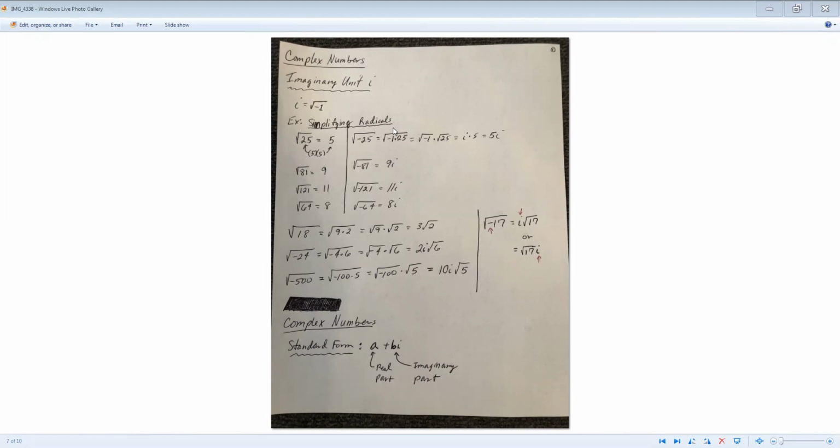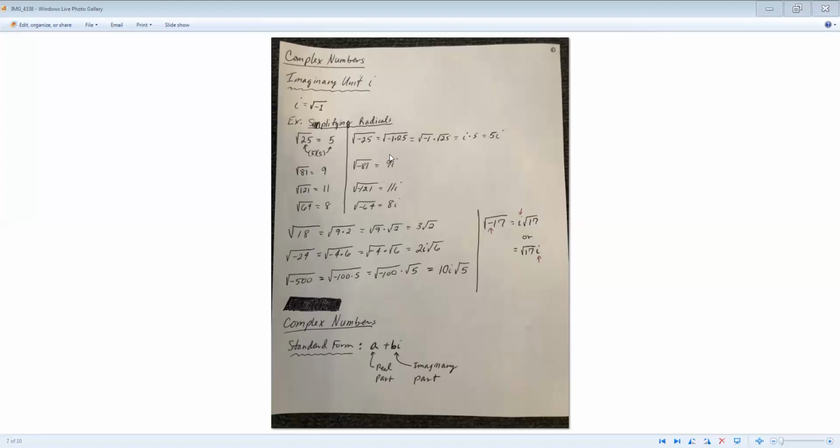So just going and looking at simplifying radicals. If we just had the square root of 25, the square root of 25 is 5, because 5 times 5 is 25. Whenever you're taking the square root of a number, you have to ask yourself what times itself twice will give you that number that's under the radical. So we look at square root of 81, that's 9. Square root of 121 is 11. Square root of 64 is 8, and that's because 8 times 8 is 64.